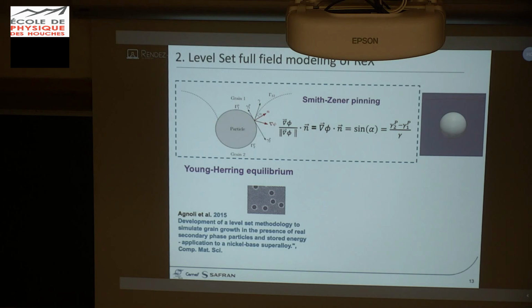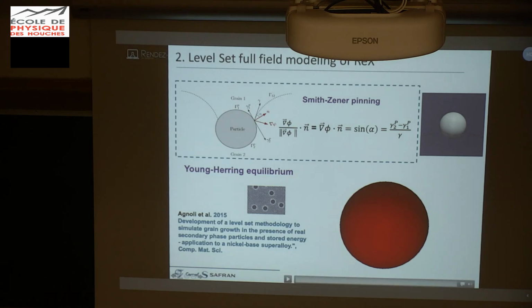And it's exactly what you can see in the first simulation, where you have interaction of a 3D grain interface, and you have interaction between the grain interface and the second phase particle. And you can see the pinning effect of the static particle on the grain interface.